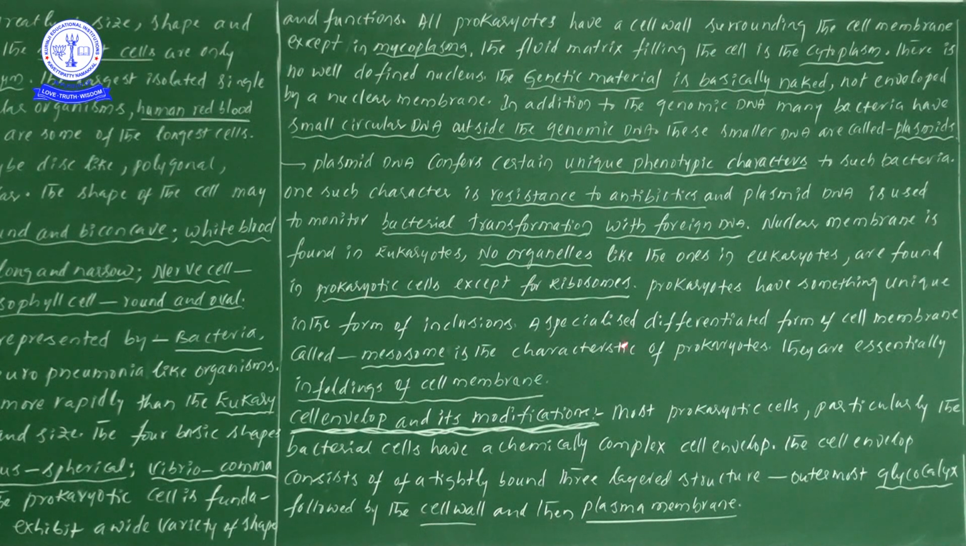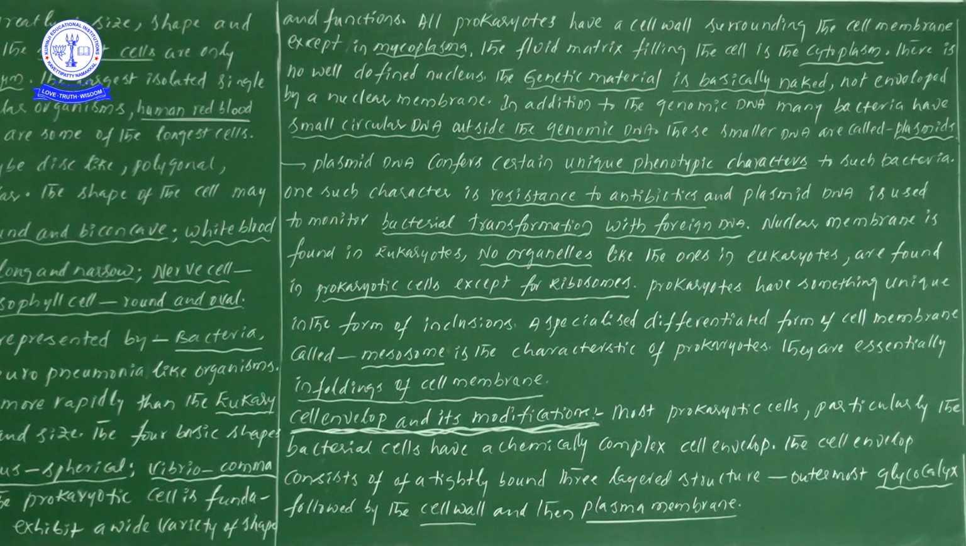Next one, a specialized differentiated form of a cell membrane is called mesosome. One more time, a specialized differentiated form of a cell membrane is called mesosome.